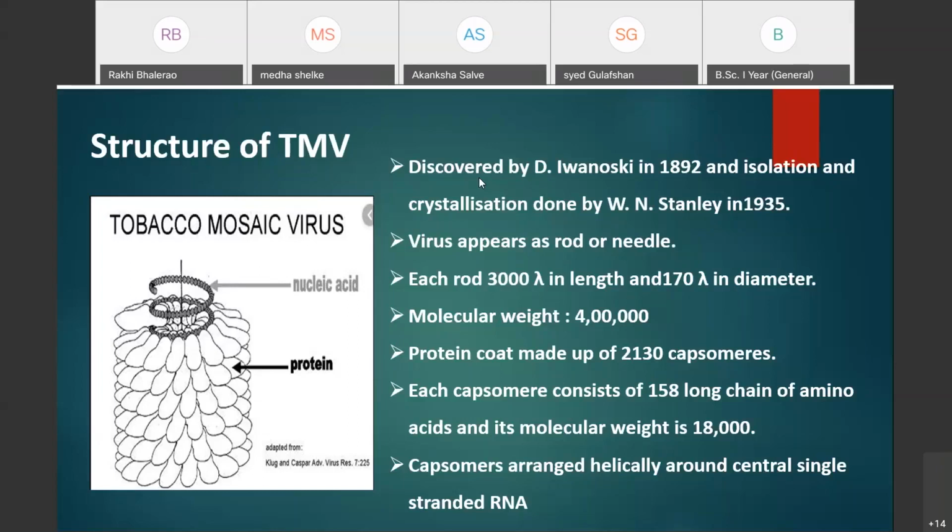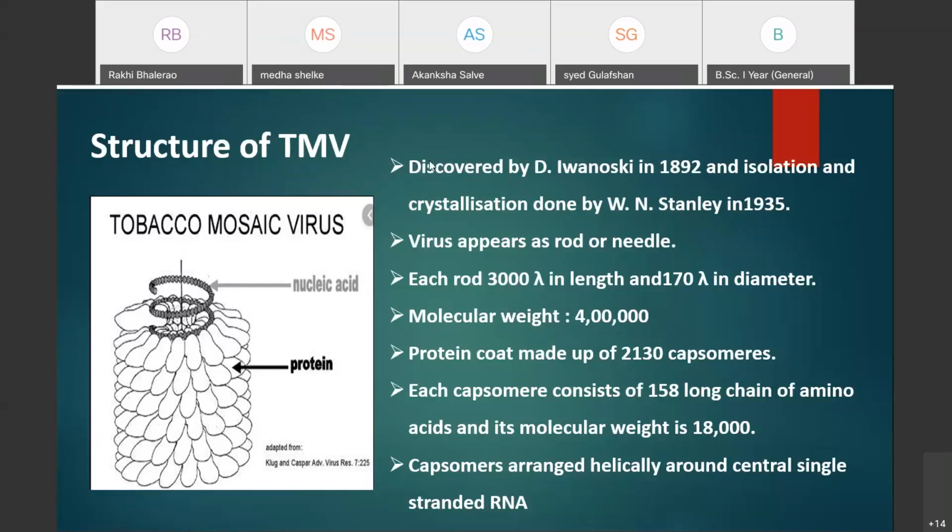Up till now, more than 100 different types of viruses are known which cause various diseases in the plants. Of these, the tobacco mosaic virus has been studied most extensively in the field as well as in the laboratory.